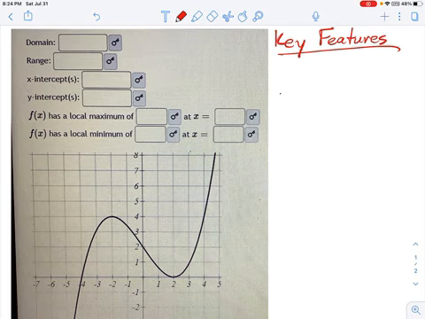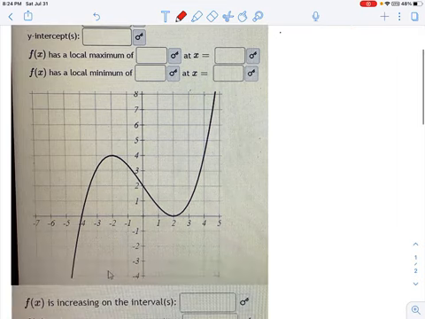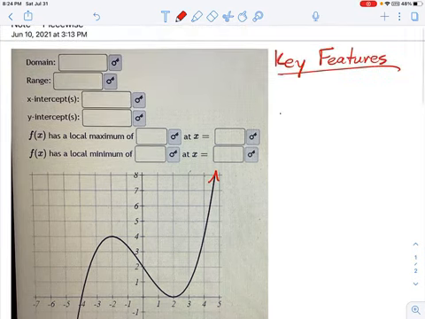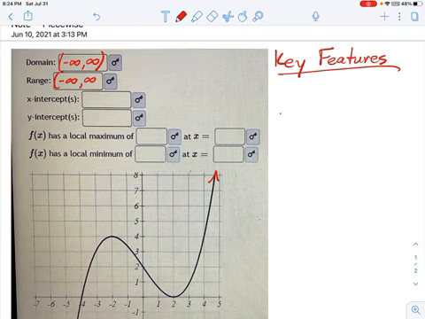Domain is asking for all the x values. And since this function goes to infinity in each direction, it has all the x values. Okay, there's no interruptions. There's no holes in the function. There's no gaps. So it's just all the x values. And likewise for the y values.